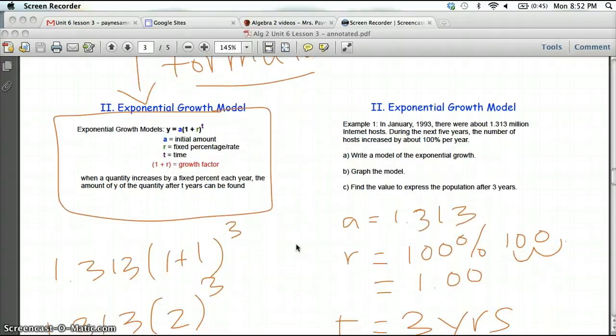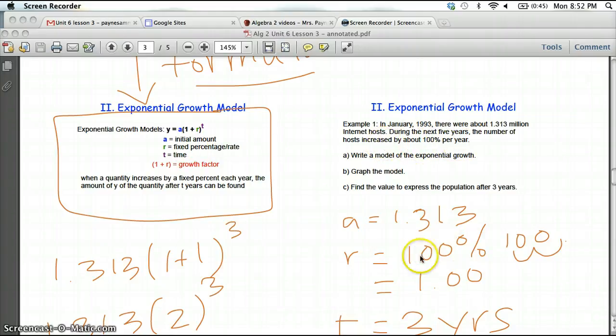Now, something to keep in mind. Let's go over to example number 1. It says in January of 1993, there were about 1.313 million internet hosts. So we have our initial amount. Our initial amount is 1.313. Now, you're going to put million, but for the sake of it, we're going to shorten it. So we just want 1.313. Now it says during the next 5 years, the number of hosts increased by about 100% per year. So we have our percent.